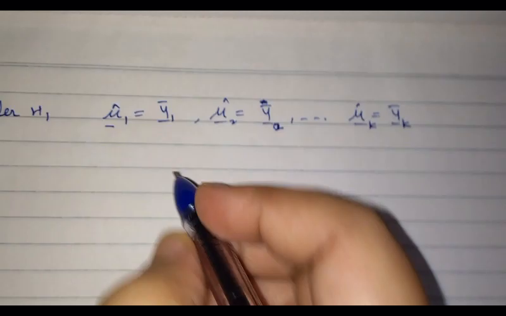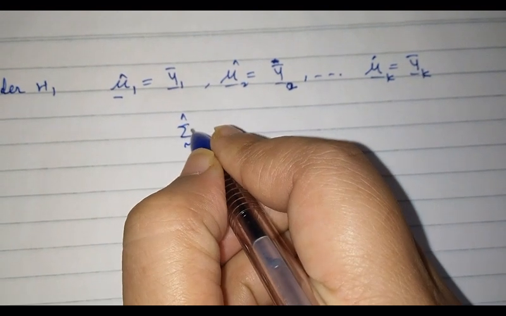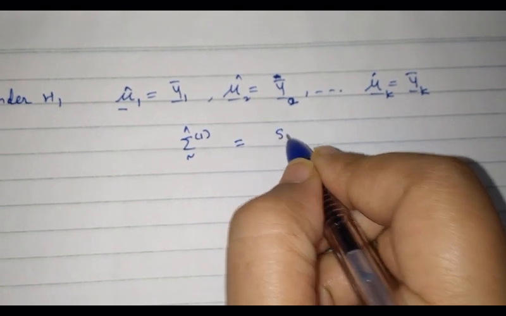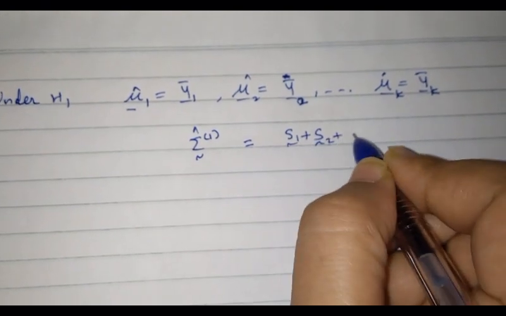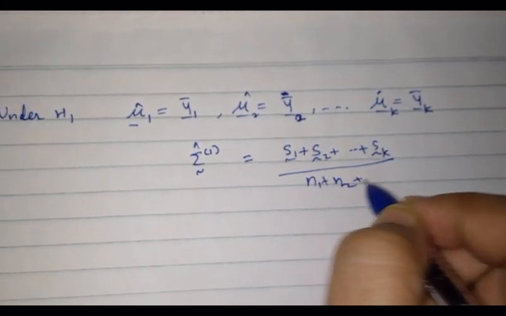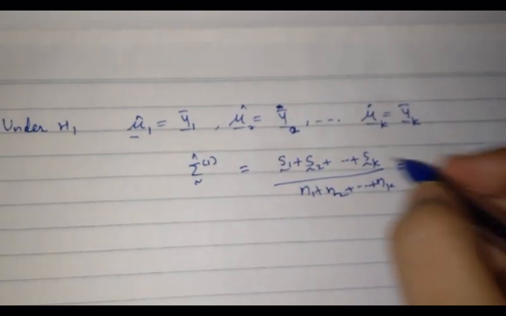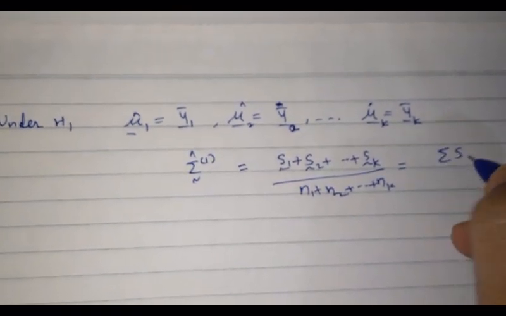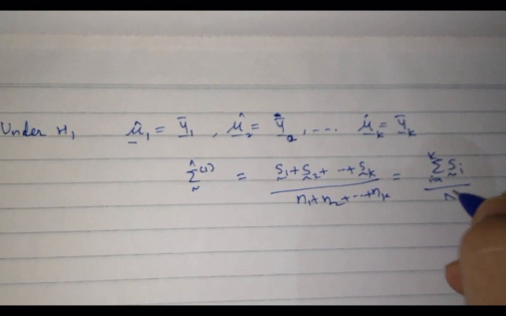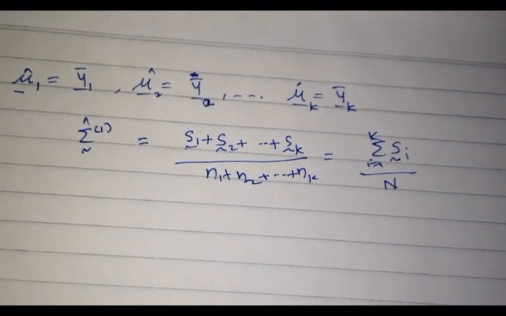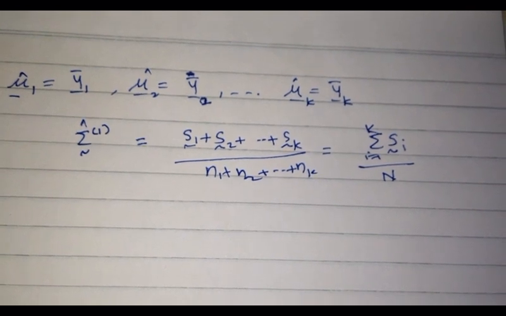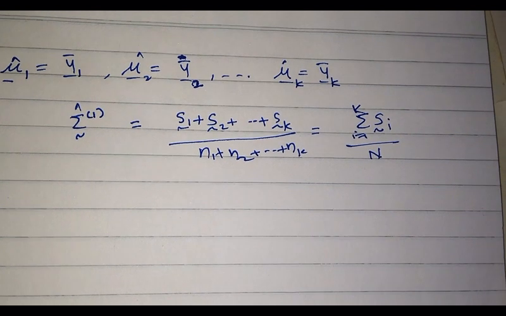And as I said, you have to actually derive and confirm that this is the case. And what about sigma hat? Under H1, let me call it sigma hat 1. Under H1, this sigma hat becomes S1 plus S2 plus up to SK upon N1 plus N2 plus up to NK. We had used something similar in Hotelling's T-square, and as I say again, this is part of your question bank 8. So this is summation S i upon capital N. This is my sigma hat under H1. Okay, so I have mu hat and sigma hat.